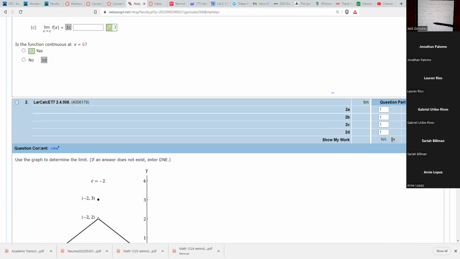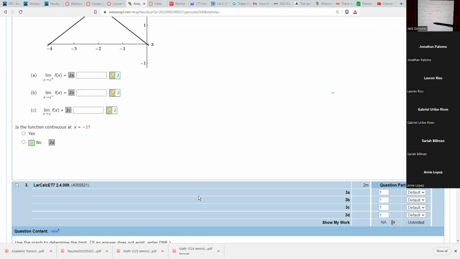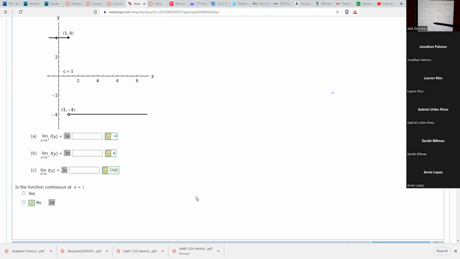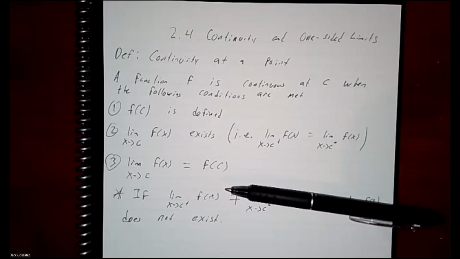Are there any questions on how to find a one-sided limit, like a limit from the right and a limit from the left? Any questions on figuring out if a point is not continuous using these 3 conditions here? And that is pretty much the whole concept. 2.4.